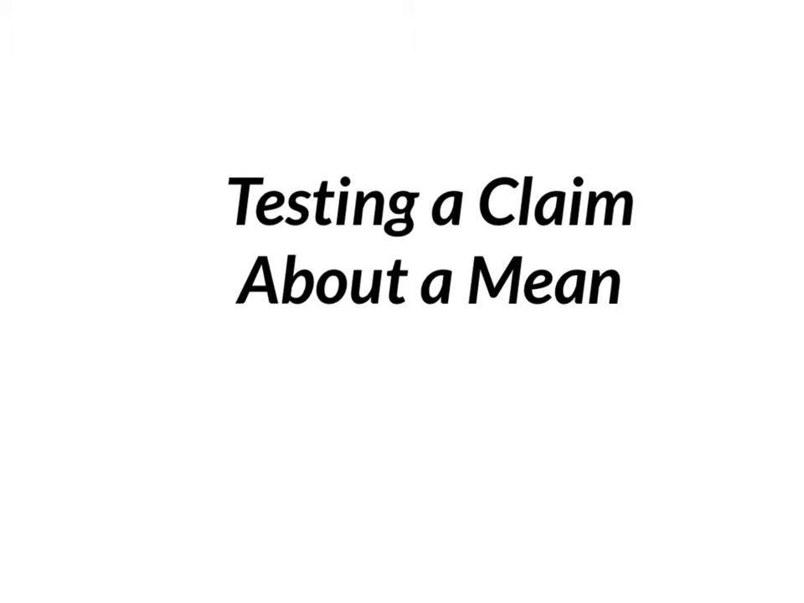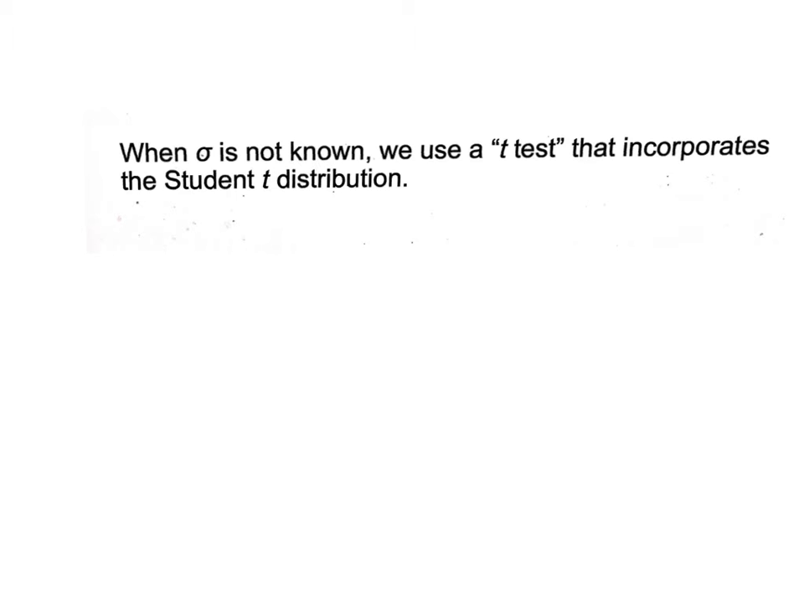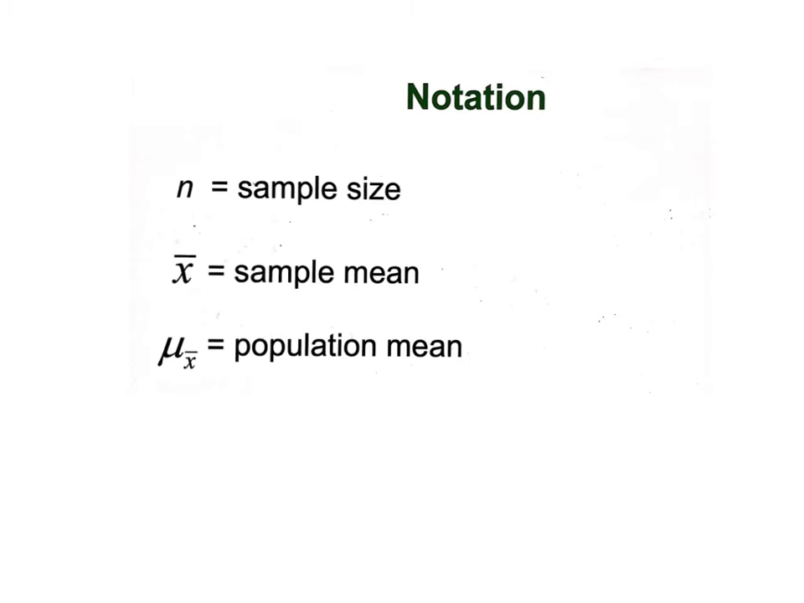All right, we're going to change up a little bit and go testing a claim about a mean. We've been working on proportions for a long time, and now we're going to go means instead. When sigma is not known, or the population standard deviation is what it stands for, we can use a t-test. And to be honest, that's almost all the time. Very rarely will we ever know what the population standard deviation is. So most of the time with means, it's going to be a t-test instead of a z-test or normal distribution.